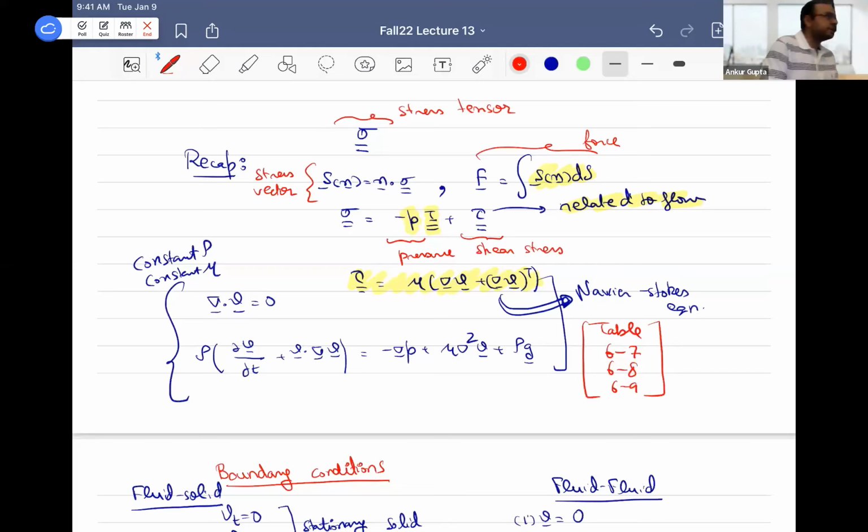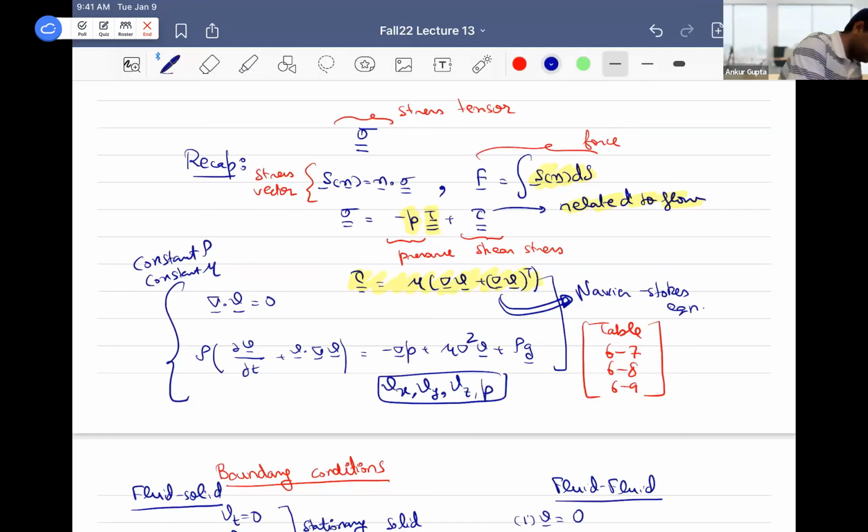All right. So this is our governing equation. We have the stress tensor, stress vector, force, then the shear stress and pressure terms, and then we use Newton's relationship for shear stress and get to the Navier-Stokes equation, a set of 4 equations when combined with continuity. There are 4 equations and 4 variables: Vx, Vy, Vz in Cartesian coordinates, and pressure. These are the 4 variables we want to solve for.